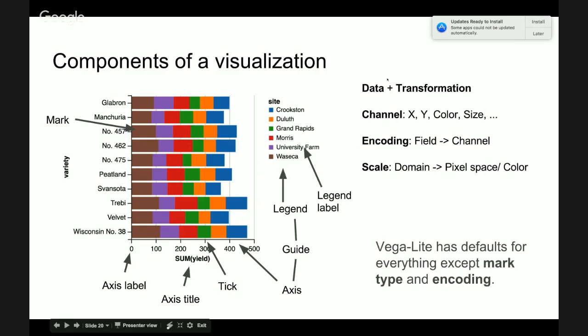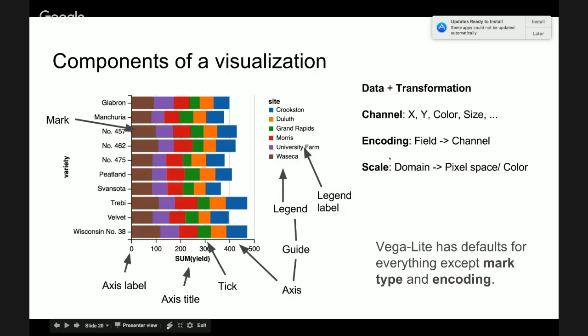The different encoding channels, so X, Y, color, size, and some more. We talked about them before. The encoding is the term for this mapping from fields to channels. And that's also what you're going to have to specify when you create a visualization in Vega-Lite.